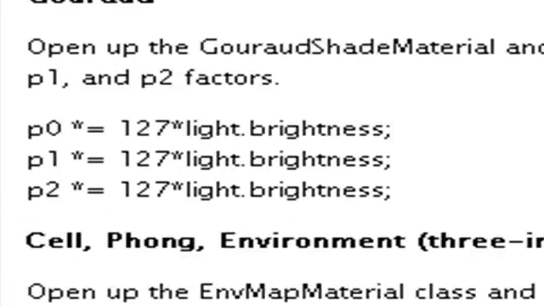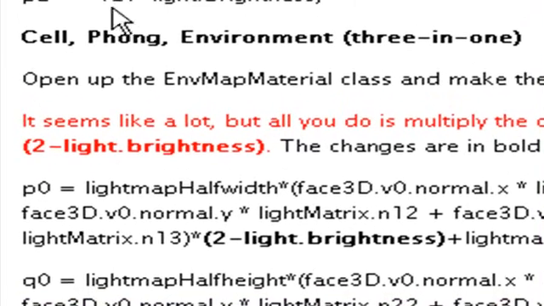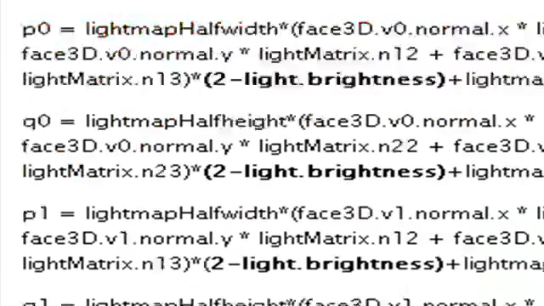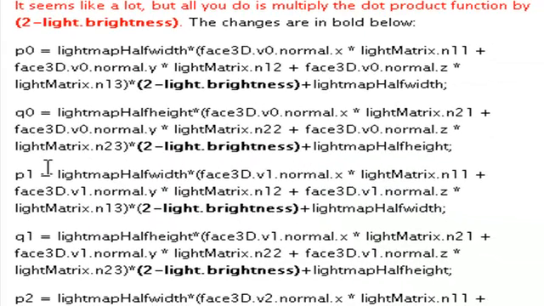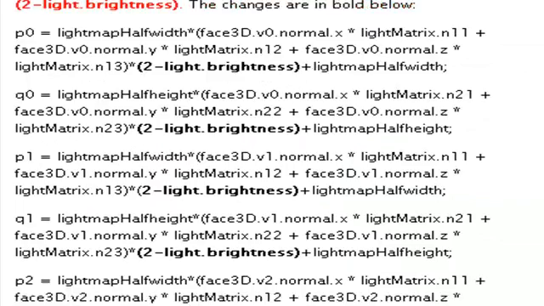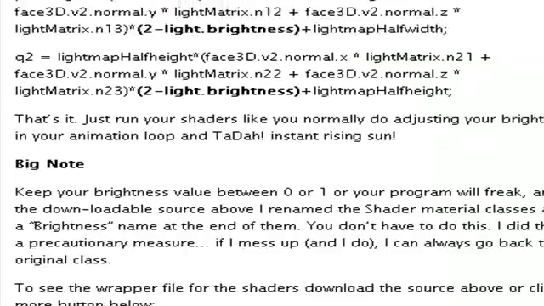This next one looks like I did a huge amount of work, but I really didn't. I just opened up the class and found P0, Q0, P1, Q1, P2, Q2. And this is basically 3-in-1. By changing the environment class, you get the cell, Phong, and environment materials fixed. And all you have to do is multiply 2 minus the brightness factor times P0, Q0, P1, Q1, P2, and Q2. And that's it. Once you've done that, you're ready to go.